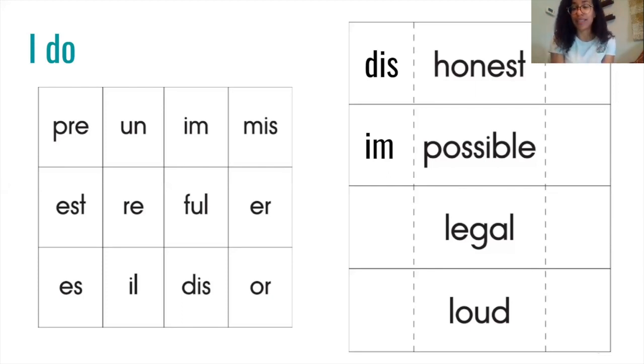Our base word is legal. So I'm looking over at my affix choices. Ooh, I see illegal. So I'm going to do illegal for my new word here. And once again, I would write illegal, write the definition, and write a sentence. Then we have loud. So I'm looking through my affixes and I see loudest. I'm going to put that right there. But I also see another one, louder.